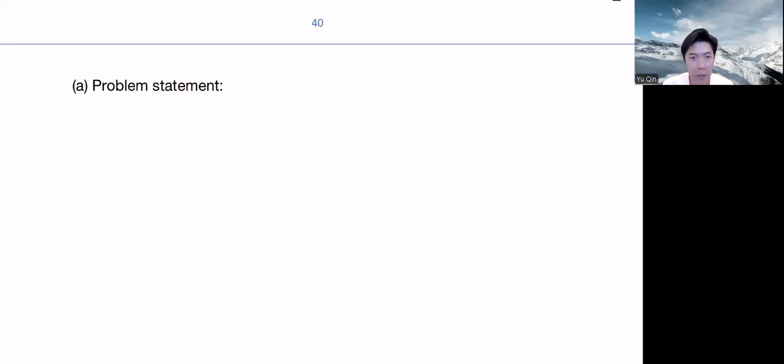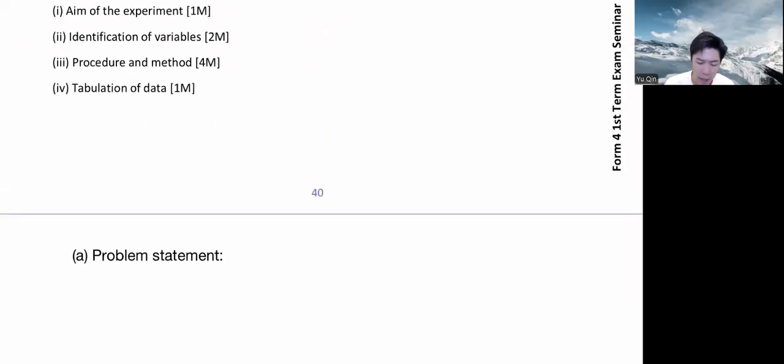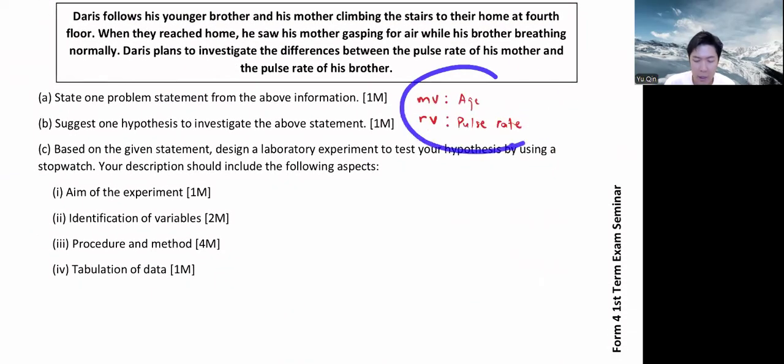Okay, problem statement. Now remember, a problem statement has to be a question. You have to ask a question like, is this, are those, will this. You want to start with words like that. That's usually the guidance. But your wording must relate the manipulated and responding variables. So now you want to ask a question. Really? Will age affect the pulse rate? Mommy and brother are different? So you want to ask a question.